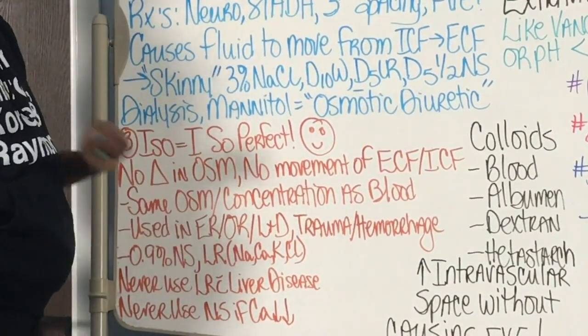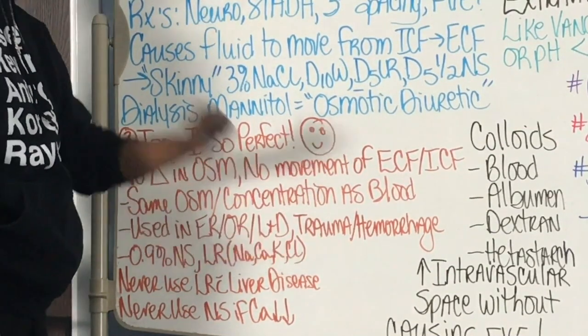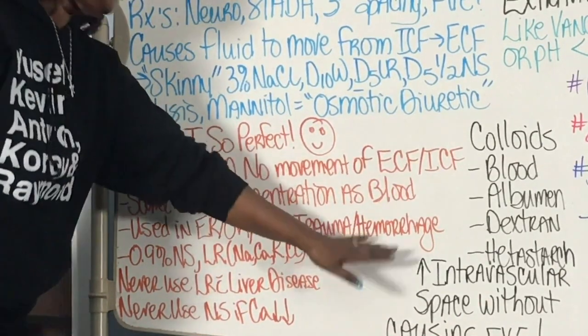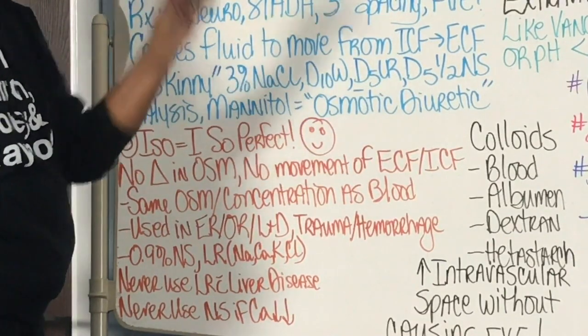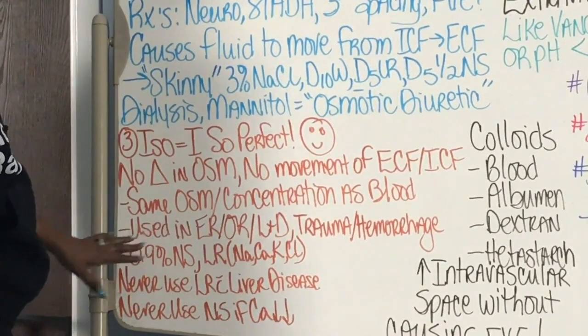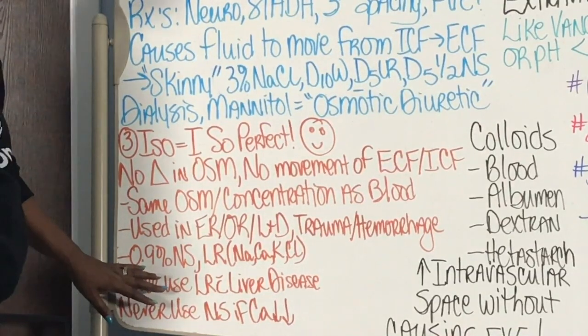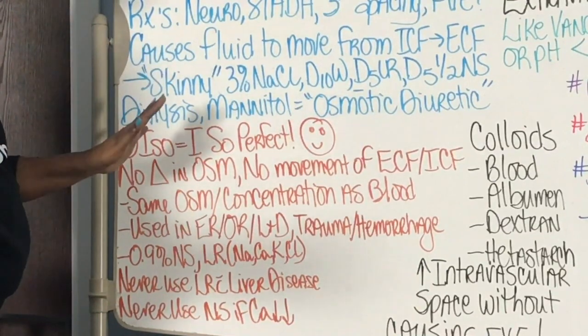The emergency room, the operating room, the labor and delivery unit, trauma victims, hemorrhaging patients. Everywhere you might lose blood, that's where these fluids will be. What examples do we have? We have 0.9 normal saline. Everybody knows that's just plain old-fashioned normal saline.